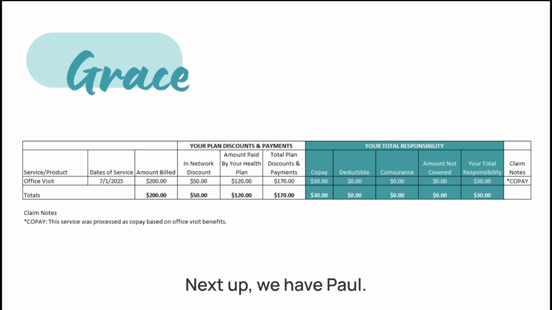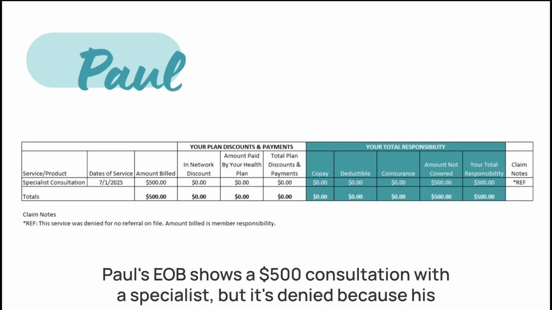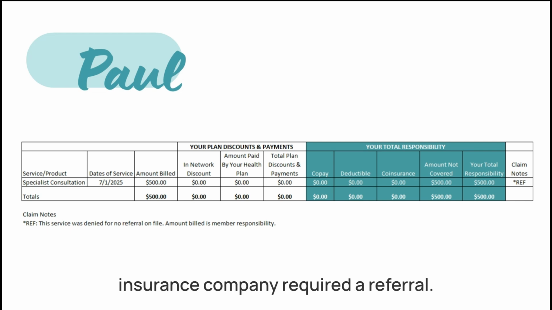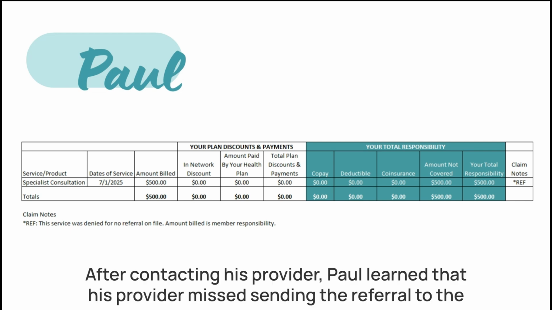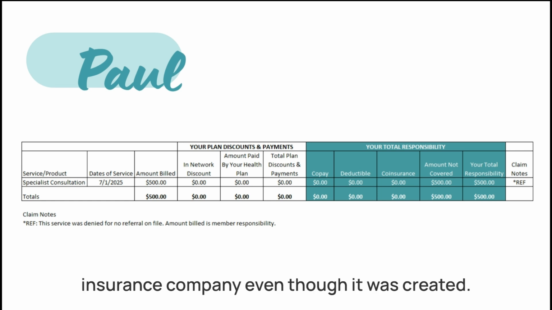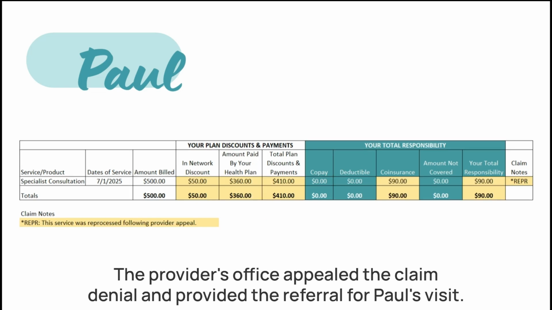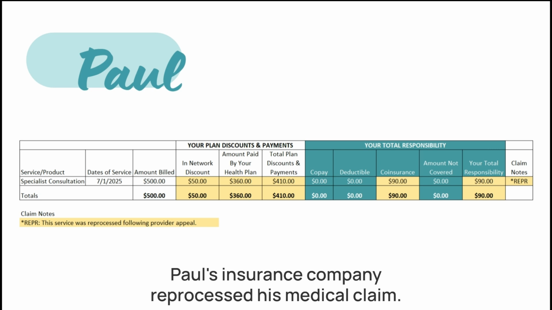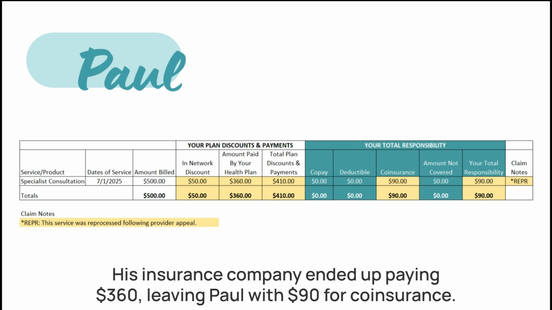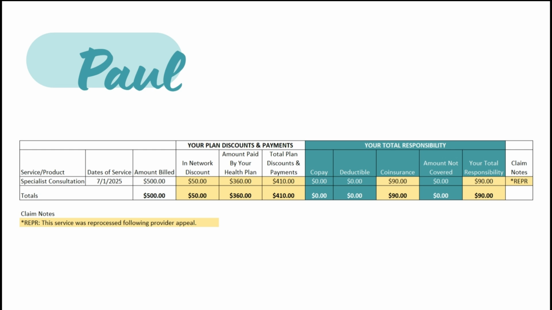Next up, we have Paul. Paul's EOB shows a $500 consultation with a specialist, but it's denied because his insurance company required a referral. After contacting his provider, Paul learned that his provider missed sending the referral to the insurance company, even though it was created. The provider's office appealed the claim denial and provided the referral for Paul's visit. Paul's insurance company reprocessed his medical claim. His insurance company ended up paying $360, leaving Paul with $90 for coinsurance. Always check those denials.